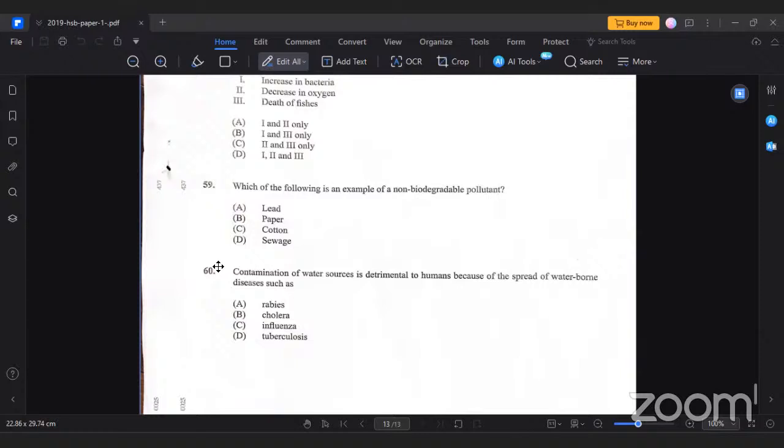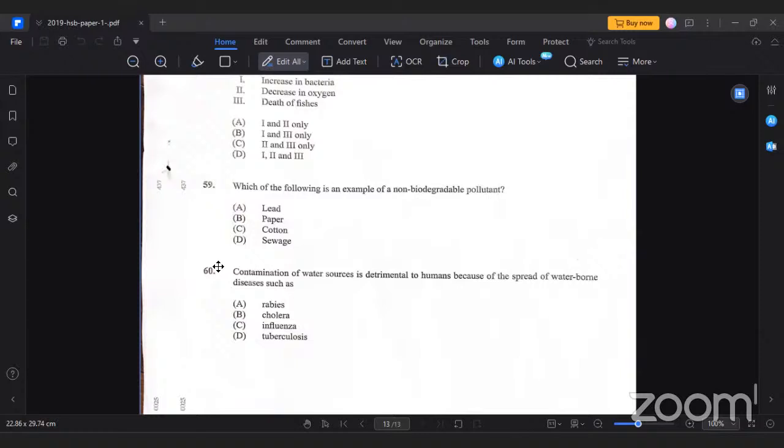I am seeing JA saying A, lead, Vortex saying A, lead. You guys are indeed correct. We move on now to 60. Contaminants of water sources is detrimental to humans because of the spread of waterborne diseases, such as what?